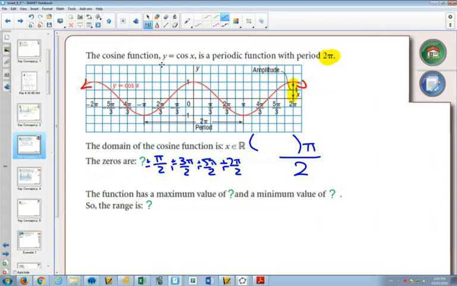2k plus 1. Because if you multiply any integer by 2, you're guaranteed to get an even number. Then if you add 1, you're guaranteed to get an odd number. So one way we can write the zeros is a fraction like this, 2k plus 1 times pi over 2, because this is an odd number times pi over 2, where k is an integer.